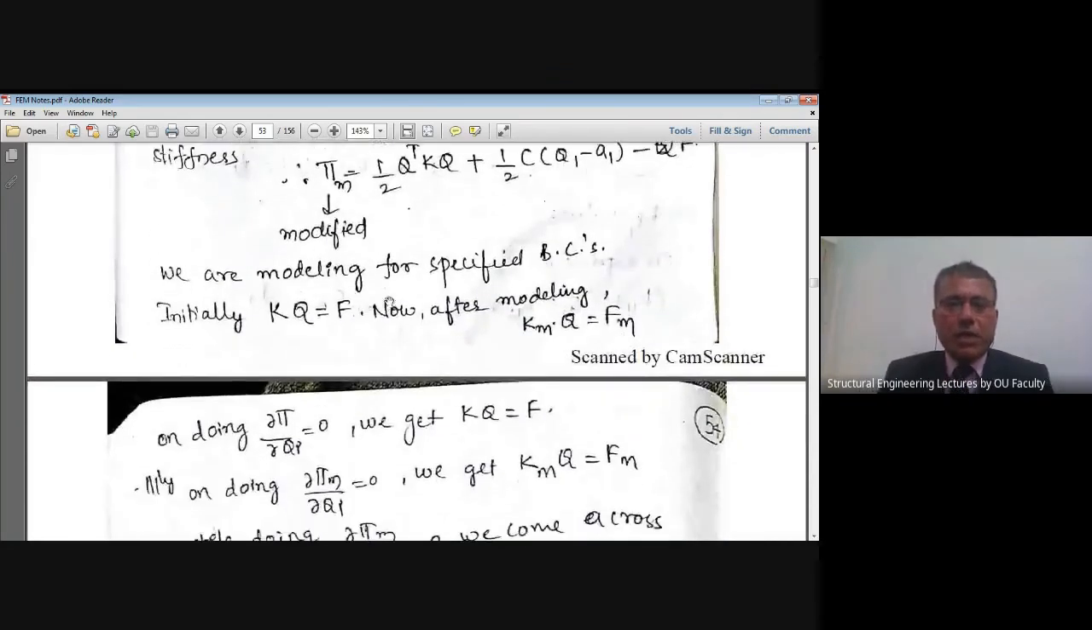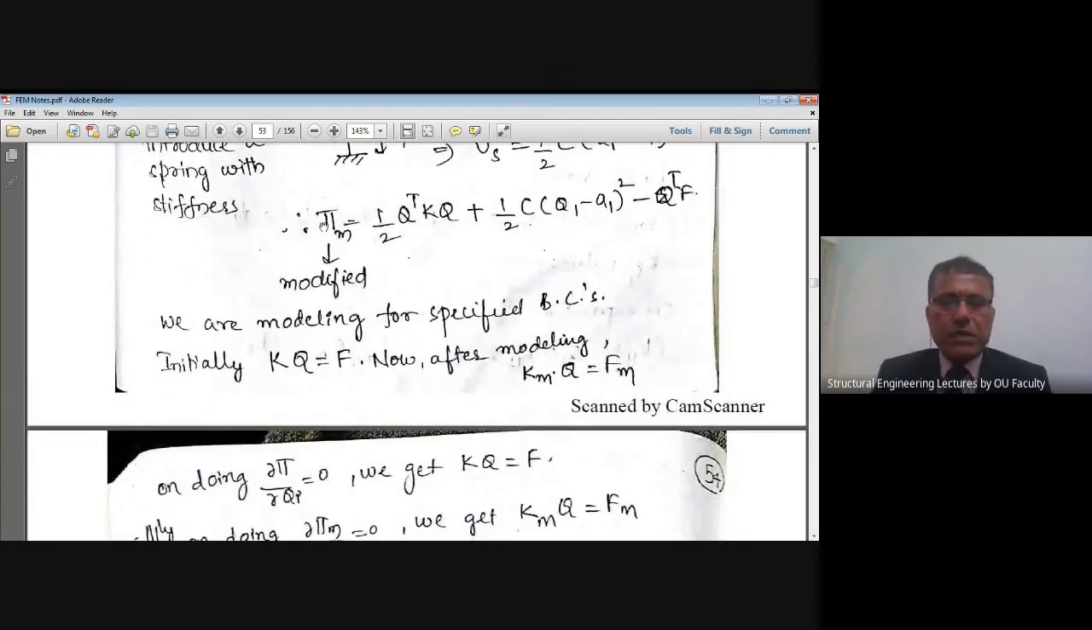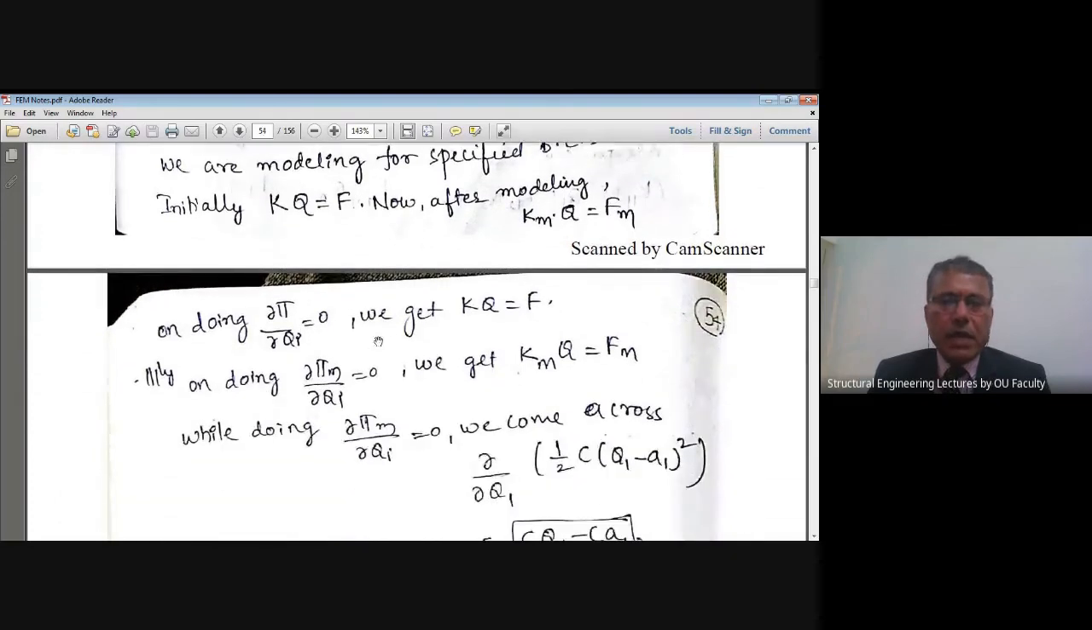Once I do that, because the potential energy has also changed, the initial equilibrium equations KQ is equal to F will also change to the modified stiffness matrix multiplied by Q is equal to the modified load vector. So this will change to KM Q is equal to FM.